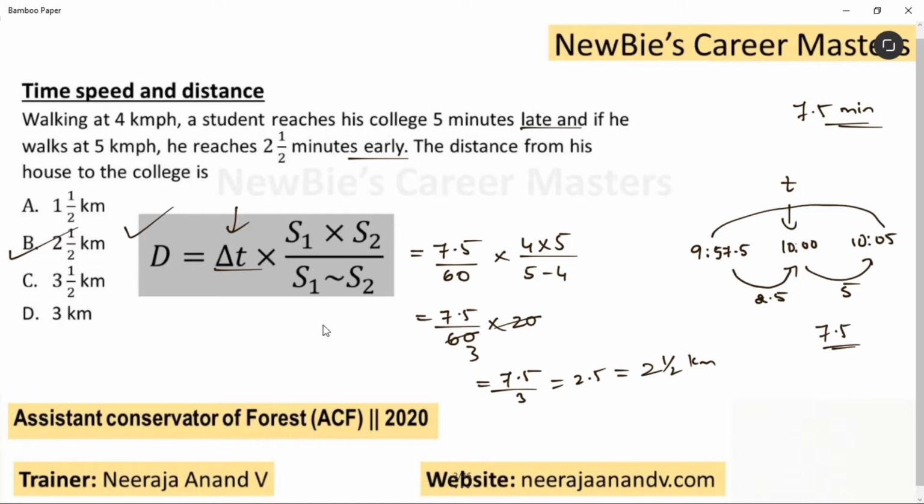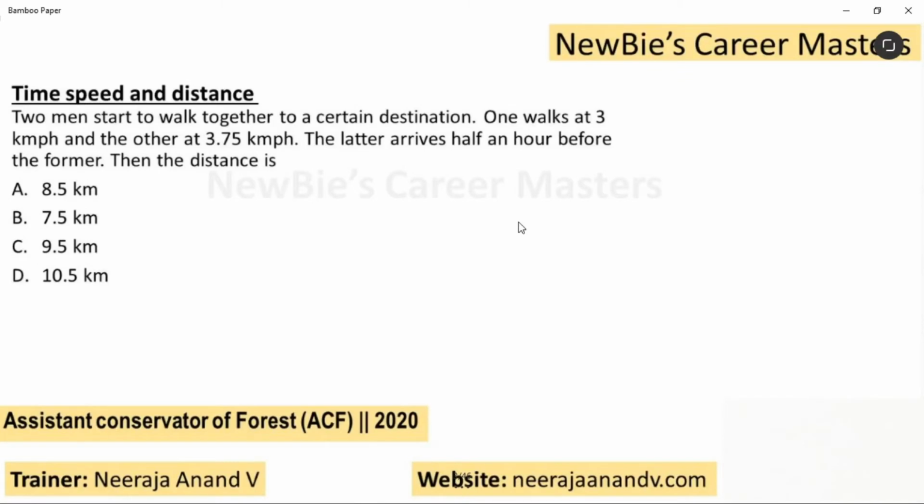Okay? Yes, we'll continue. Next question from time, speed and distance. Two men start to walk together to a certain destination. Okay, we don't know that distance, that is for the question. Then one walks at 3 km per hour and the other one at 3.75 km per hour. The latter arrives half an hour before the former. See, the one who comes late, you have to take as the latter person, and the one who reaches first, you have to take as the former person, okay?